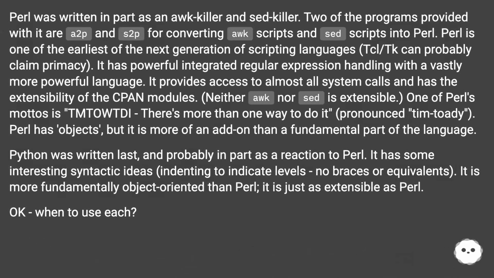Perl was written in part as an AWK killer and SED killer. Two of the programs provided with it are A2P and S2P for converting AWK scripts and SED scripts into Perl. Perl is one of the earliest of the next generation of scripting languages. TCL/TK can probably claim primacy. It has powerful integrated regular expression handling with a vastly more powerful language. It provides access to almost all system calls and has the extensibility of the CPAN modules.